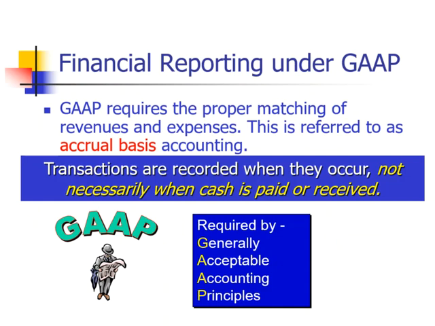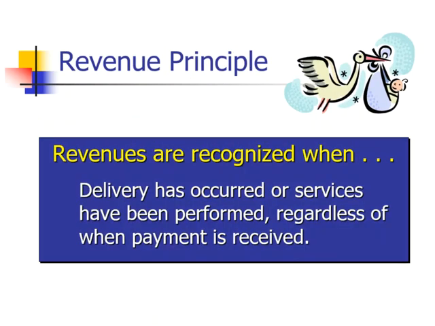So again, GAAP, which is our fundamental principles underlying our accrual basis accounting, which is what we're really focused on in this course, we're going to record transactions when they occur, not necessarily when cash is paid or received. We've got two primary rules in accrual basis accounting. The first is our revenue recognition principle, which basically states that revenues are recognized when delivery has occurred or we've performed services for our customers. It doesn't matter when the payment is made or received.